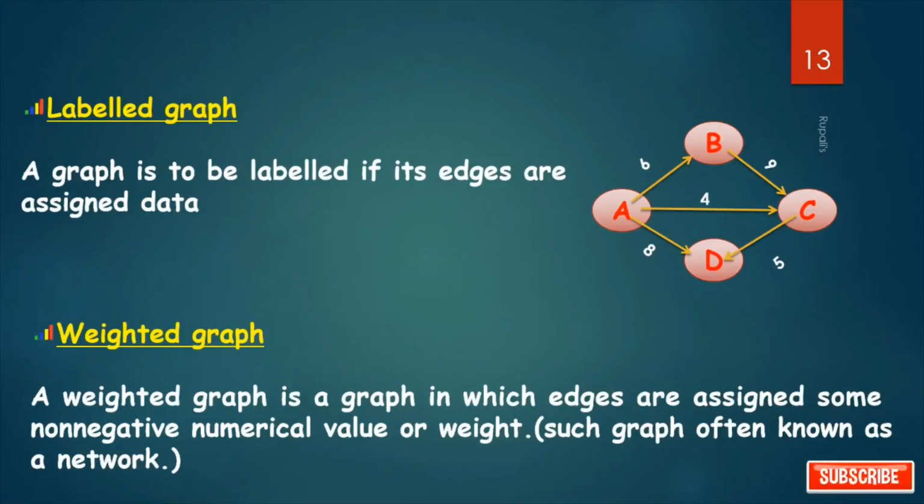Labeled graph. A graph is said to be labeled if its edges are assigned data. Means, see, this is an example of a labeled graph and each edge is assigned some data. Weighted graph. A weighted graph is a graph in which edges are assigned some non-negative numerical value or weight. See, each edge is assigned some non-negative numerical value. These values are called weights. And this type of graph is known as a network.